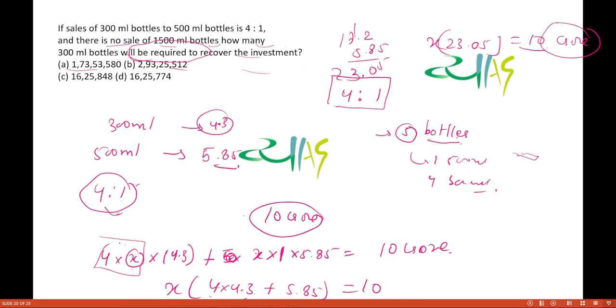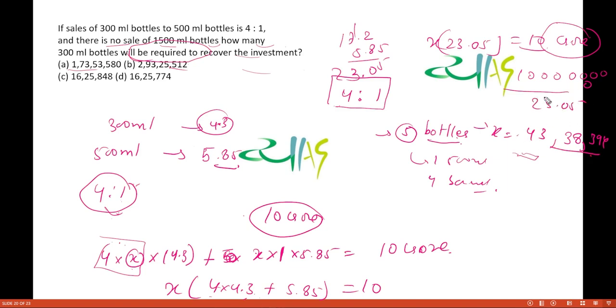So how we can do this? Basically, when we divide this 10 crore by 23.05, so basically 1 with 8 zeros, 1, 2, 3, 4, 5, 6, 7, 8 zeros, divided by this 23.05. Fine. So this x comes out to be how much? 43 lakh 38,394 you will be getting. You can calculate this.